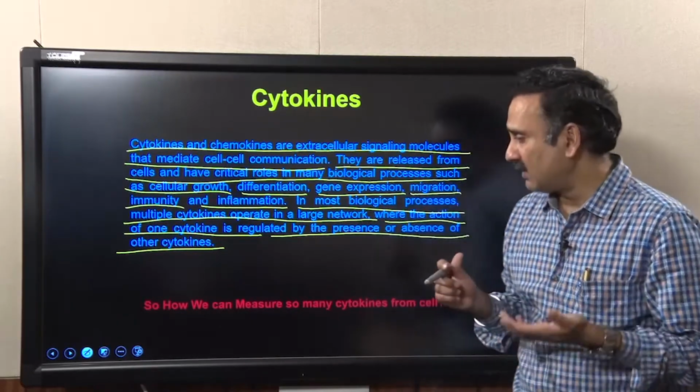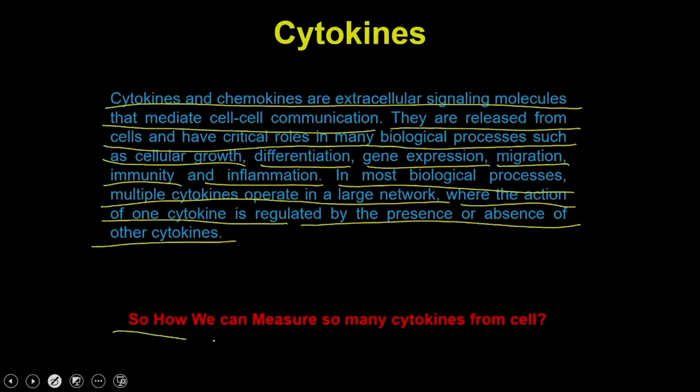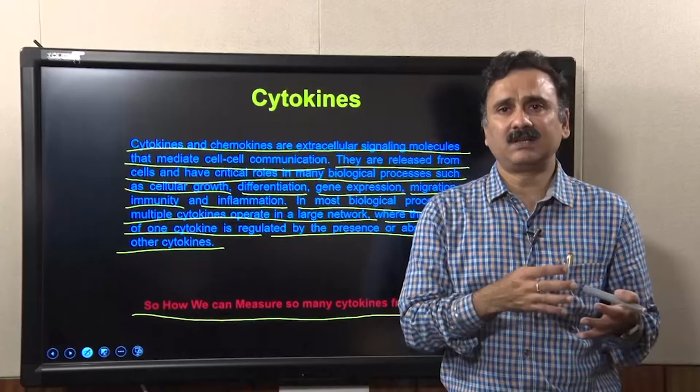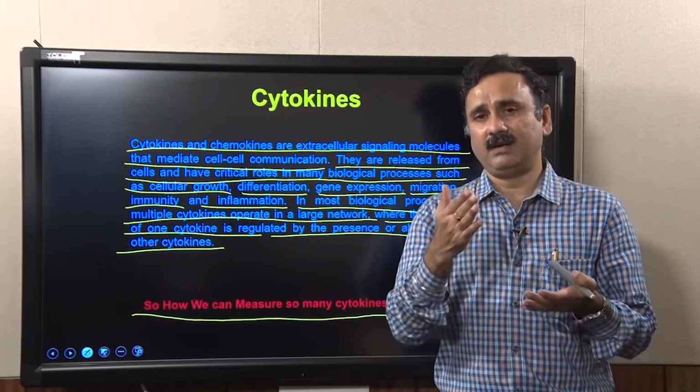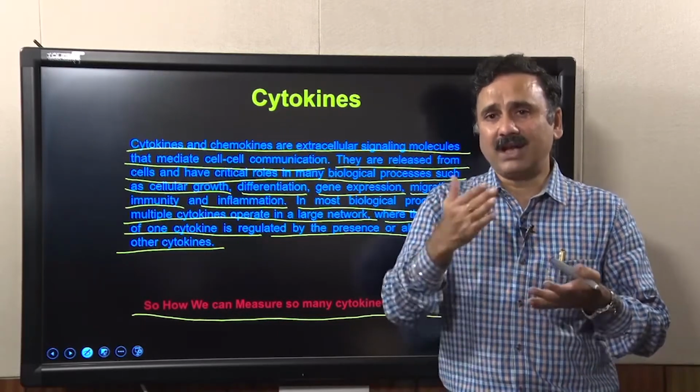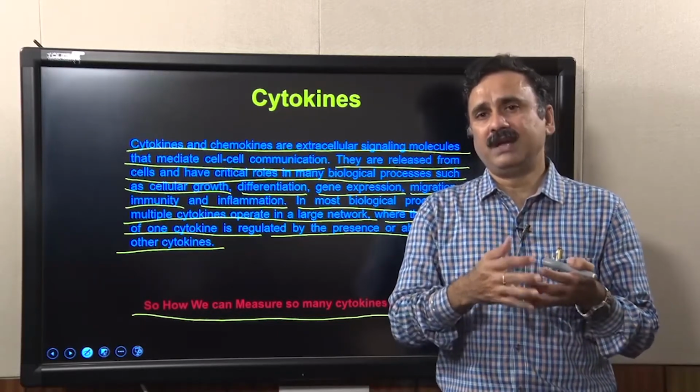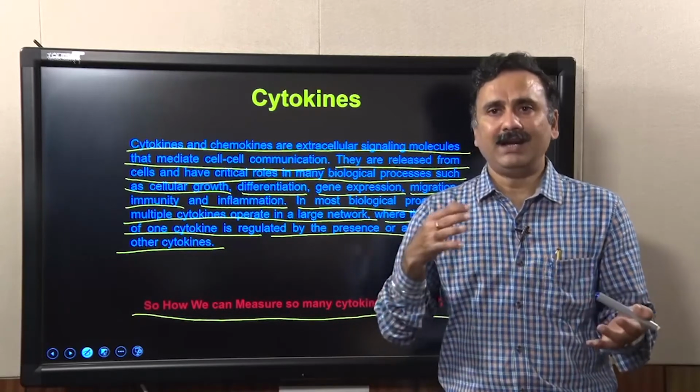So, what is the option we have to measure so many cytokines from a single cell, that too at a particular moment? If you remember, in our previous lecture we discussed the different types of immunological tools which you can use to measure the antibody or the antigens.